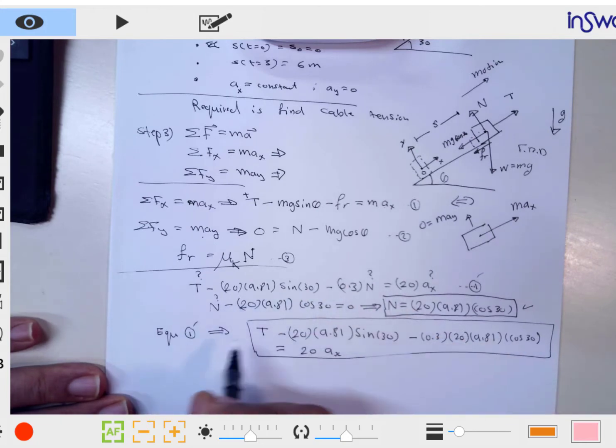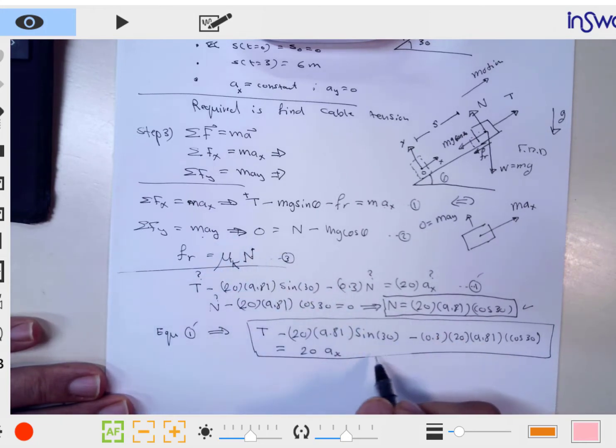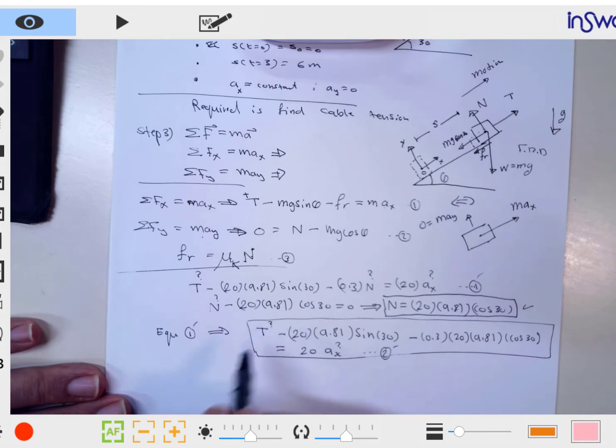After substitution, these three into one. So this is the final one we have. This is called 2 prime. But still, this has two unknowns. So I need more information. I am asked to calculate the tension, so I need to calculate the acceleration.